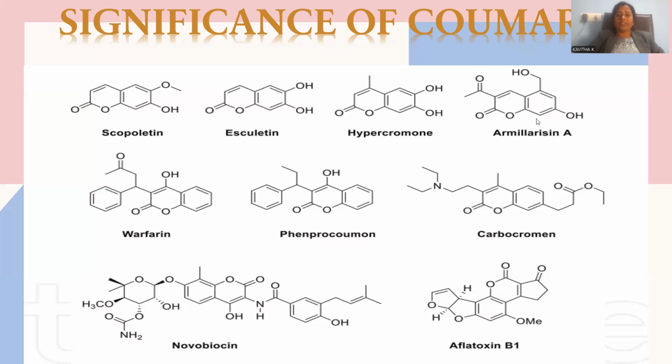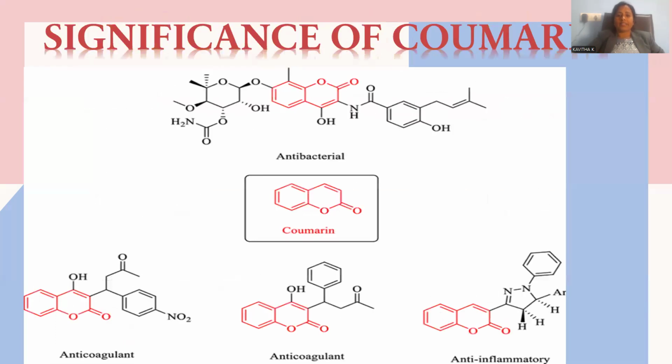Armillarizine A is another effective pharmacophore, and warfarin is a drug where you can clearly observe the coumarin. Penprocoumon is another important compound of the coumarin skeleton. Carbochromen, you can clearly observe, is a coumarin derivative. And novobiocin is an antibiotic you can observe over here, and aflatoxin. Aflatoxin is an agrochemical application-containing compound of this coumarin molecule. This is the way multiple significant coumarin compounds are taken, which are already marketed drugs, right?